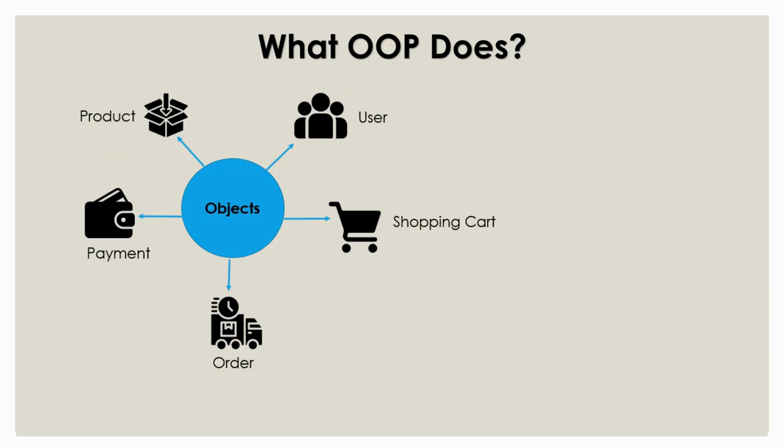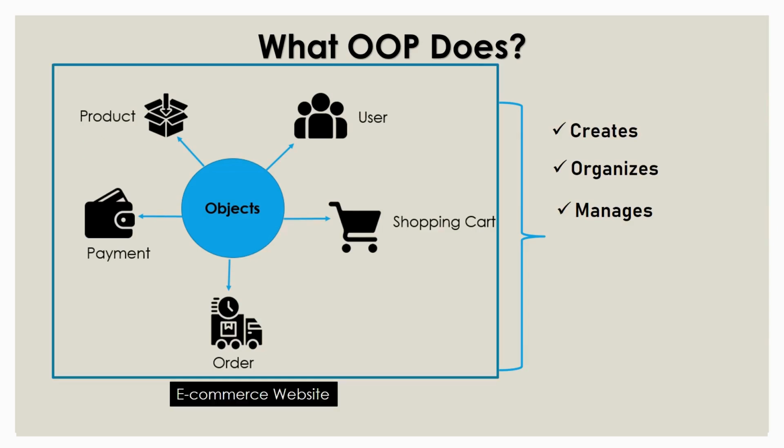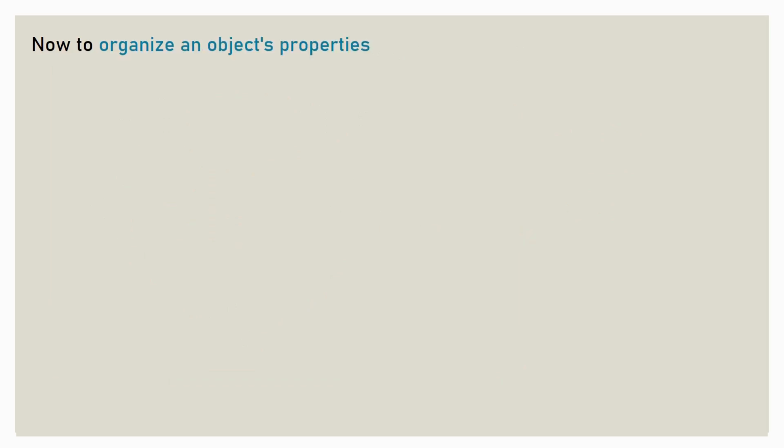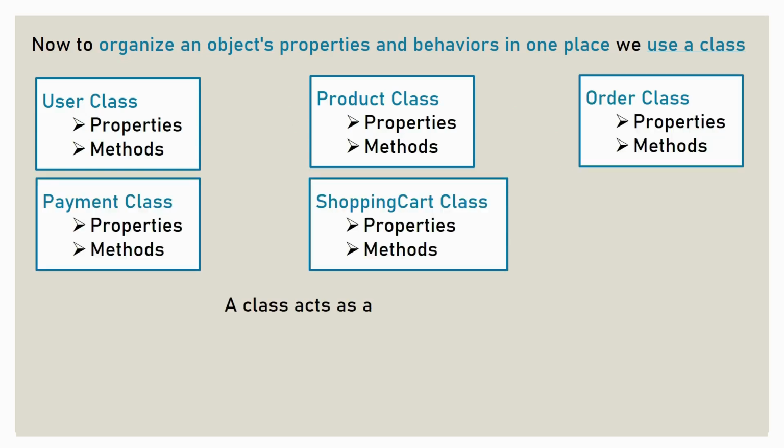Now here is what OOPS does. It creates, organizes, and manages objects to build reusable applications. It helps in designing software where objects interact with each other efficiently. Now, to organize an object's properties and behaviors in one place, we use a class. That's why a class acts as a blueprint for objects.